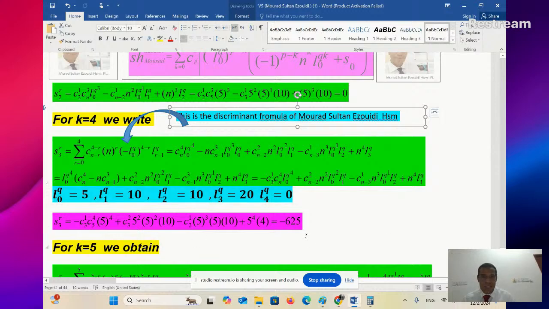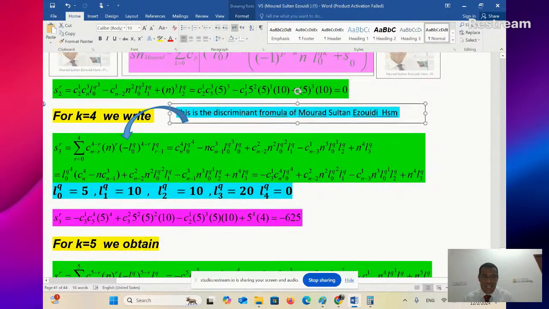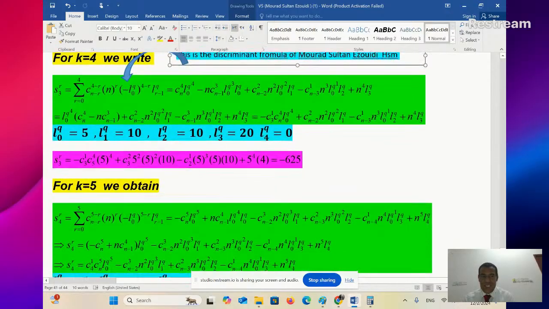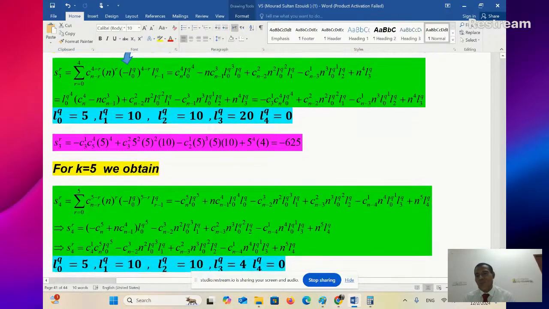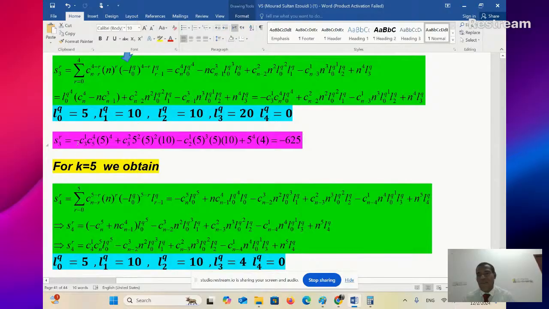Everyone, review at least on a scientific calculator and do his or her best to evaluate this. S3 is going to be negative 625 using the generalized formula S3 when k equals 4 in the discrete formula of Mr. Murad Sultan Ezouidi.